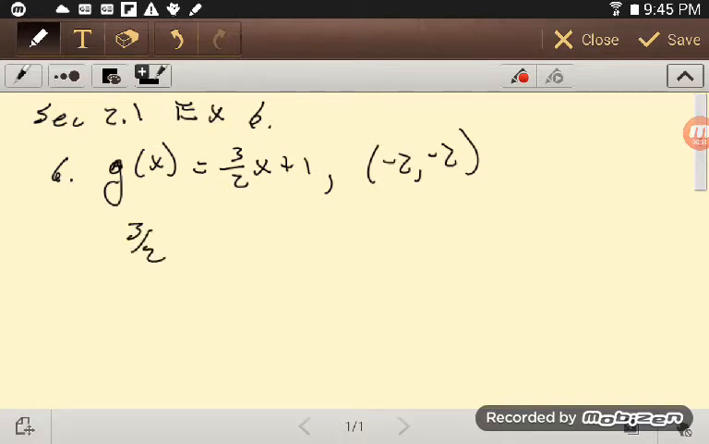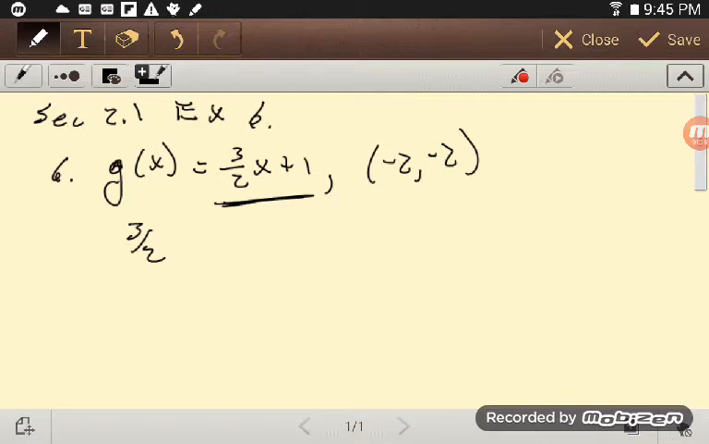Okay, now how did I get that? Well, that's a straight line. And so the best approximation of a straight line using a straight line is the straight line. And so, a straight line is its own tangent line at every point. And so the slope is 3/2. So that's one way to get it.